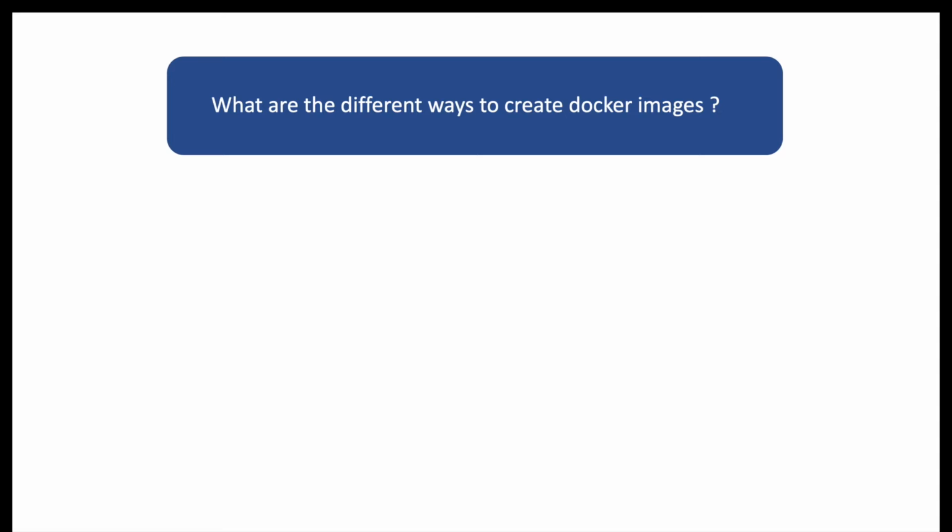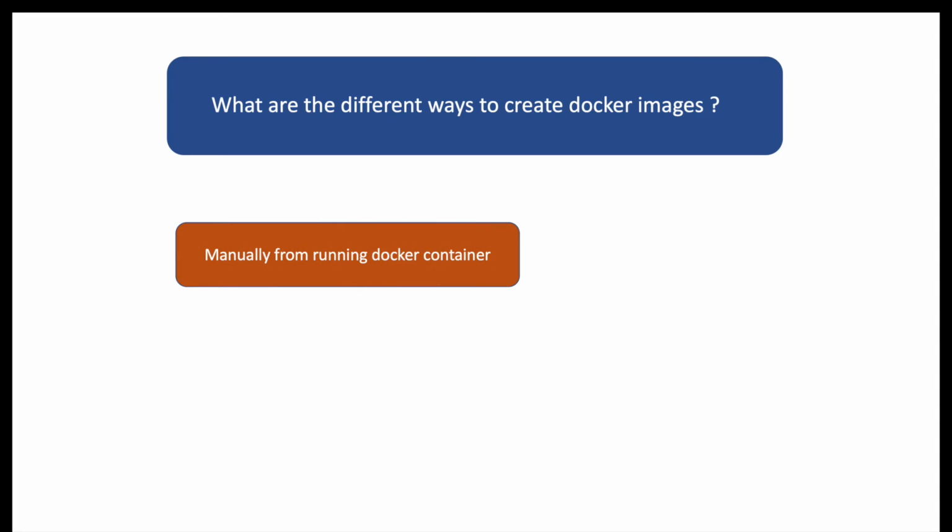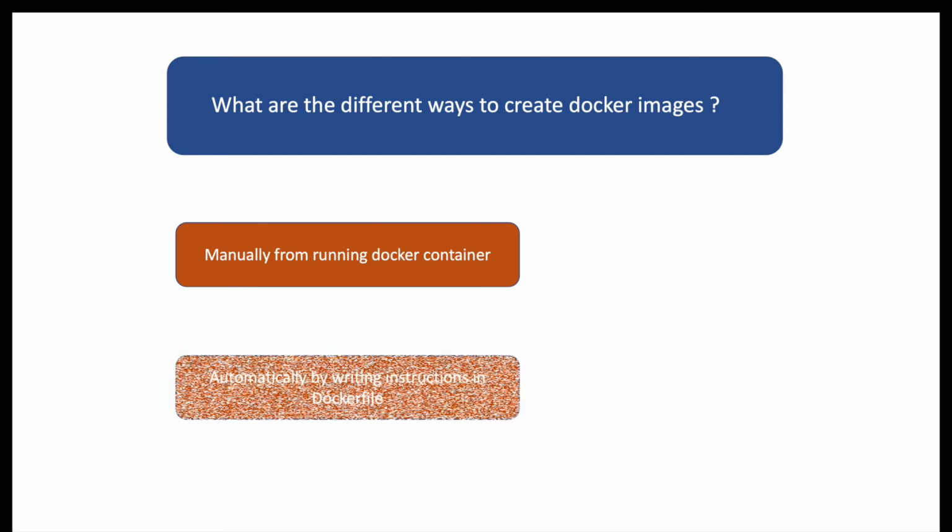Next question is, what are the different ways to create Docker images? There are two ways to create a Docker image. First one is manually from a running Docker container. If you are a beginner, then you should learn creating a Docker image from this approach first. Now the second approach is automatically by writing some instructions in a Dockerfile. In the second approach, you have to write instructions in a file, and based on the instructions, your Docker image will be created.